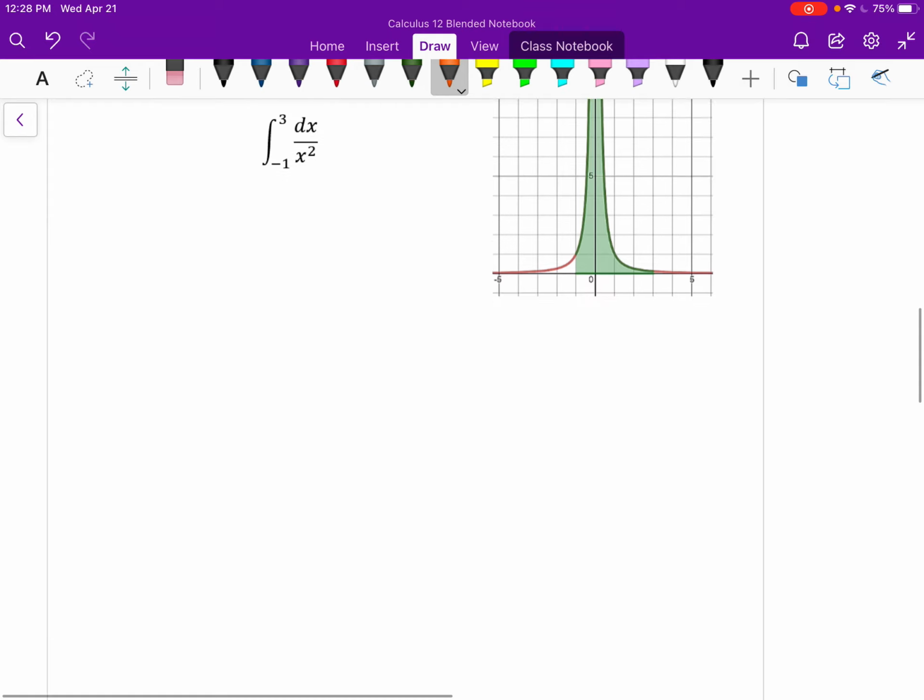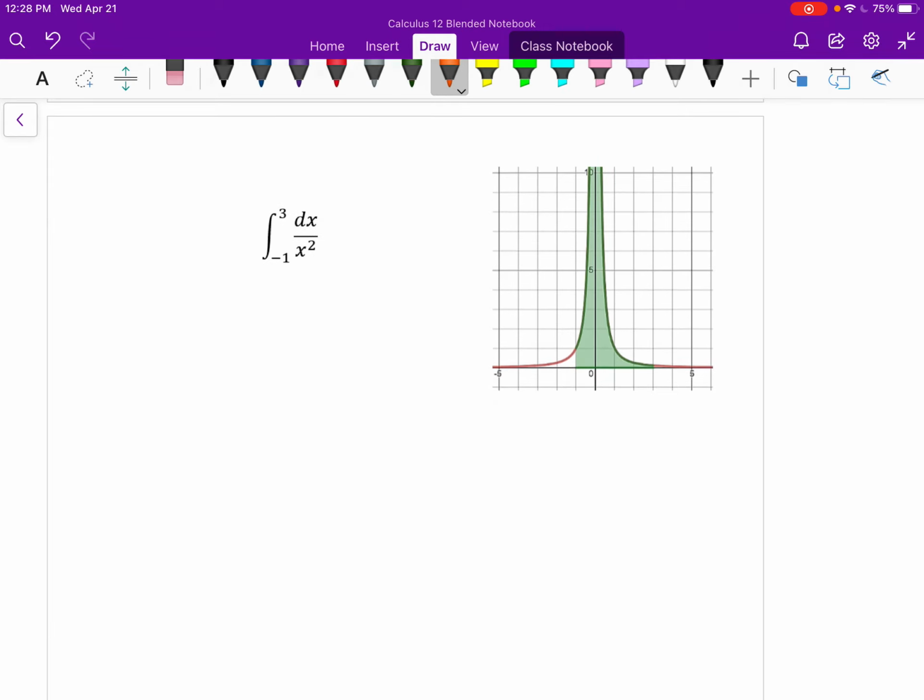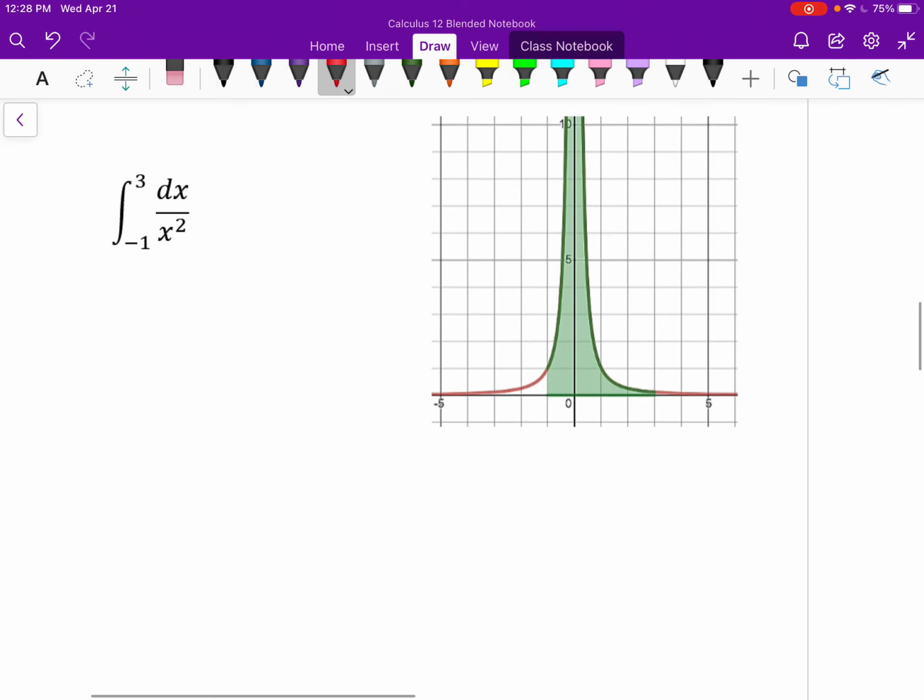All right, so let's look at this one. I want to find the area of that shaded region. And the graph you see here in red is the graph of 1 over x squared. And I'll call this f of x for the sake of my work.